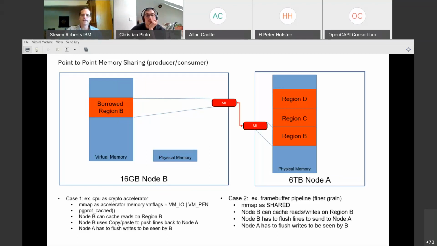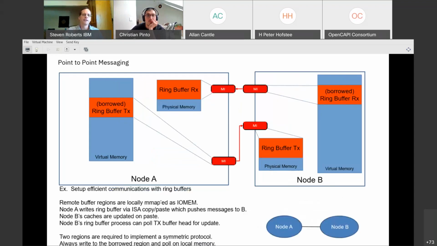So that kind of gets us to the next model, because how do you do that in the most efficient manner? That gets into what network people have been doing a long time with point-to-point messaging. Now, we're not talking necessarily about huge buffers, but smaller ring buffers designed specifically for messaging communications. Here's where it makes sense to have shared regions on both systems. So you have one-way communication going from node A to node B in a borrowed region, and then also have that symmetric view from B to A.